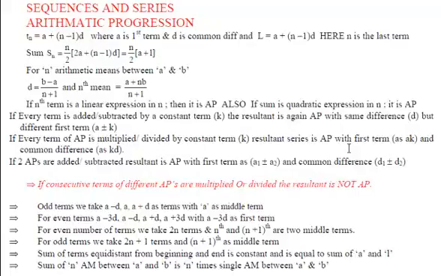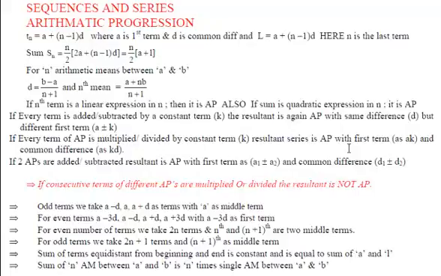We should understand that if the nth term is a linear expression in n, that means supposing we are given a function that nth term is 5 plus 4n, or 7 minus 3n, we don't have any n square and we have got only n, then we have an arithmetic progression. Similarly, if the sum is given as a quadratic expression, let's say the sum is given as 2 plus n square plus 5n, or only n square, or n square minus n, then we have got an arithmetic progression.